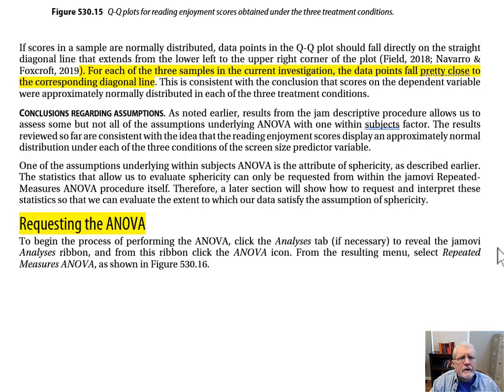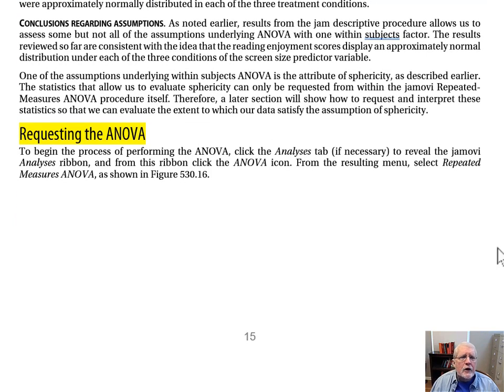With that cleared out of the way, we can move to the statistical procedure that we really want to perform, which is the ANOVA. Bottom page 15, we have the section that begins requesting the ANOVA. Now, a word of warning here. You're going to find that requesting the within subjects ANOVA is not going to be intellectually challenging. What it is, is tedious. It is step by step.